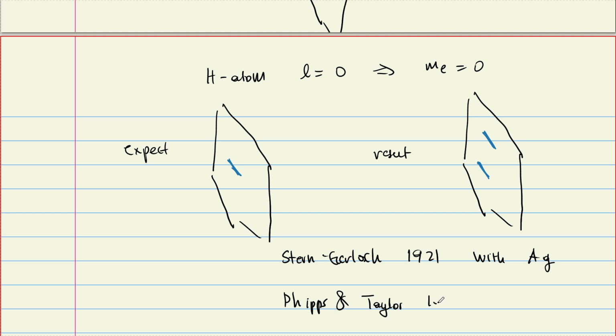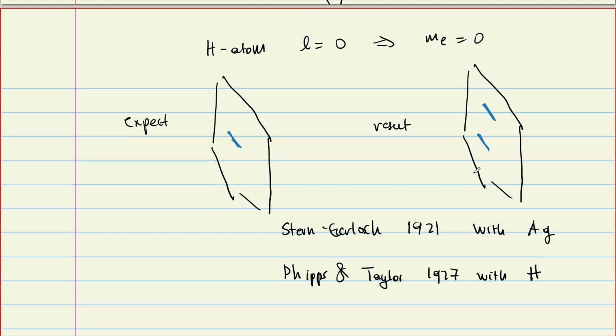in 1927 with hydrogen. Of course, hydrogen in its ground state L is equal to 0, and they didn't find 3, and they didn't find 1, they found 2 lines. Okay, so that's the anomalous Zeeman effect. Any questions?